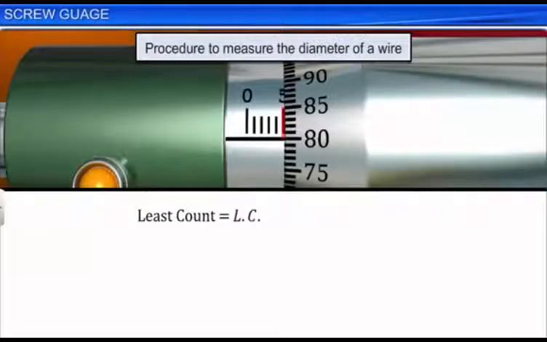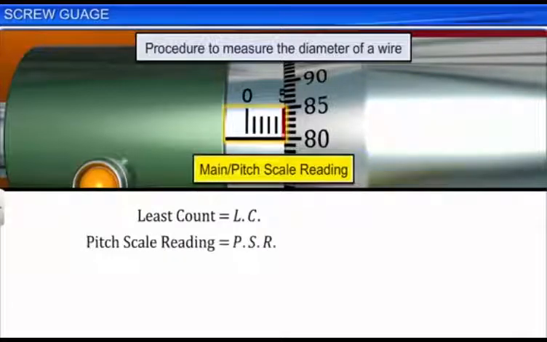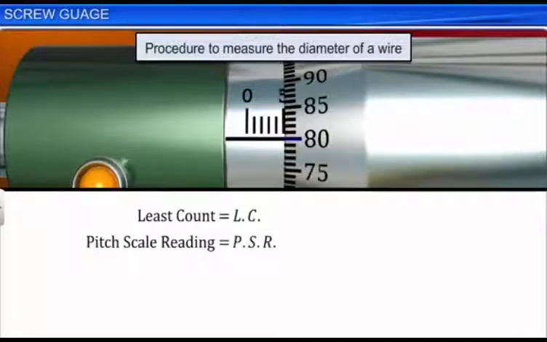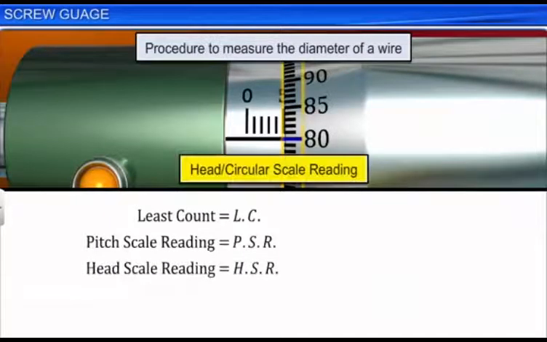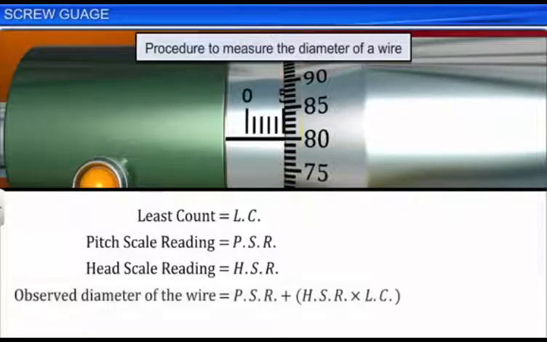Note the reading on the index line just before the head scale. This is the pitch scale reading or main scale reading. Note the reading on the head scale that coincides with the index line of the pitch scale. This reading is called head scale reading or circular scale reading. The observed diameter of the wire is equal to pitch scale reading plus head scale reading times least count.